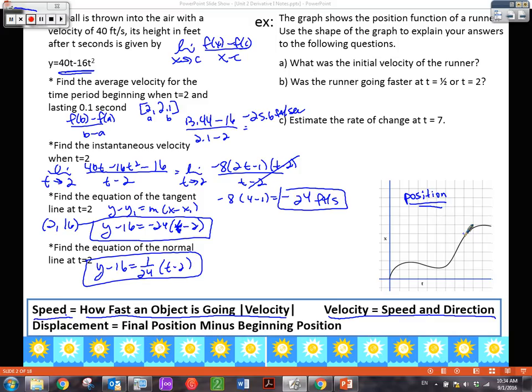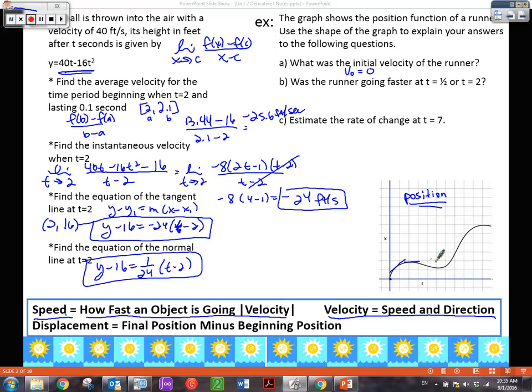That's how we would read velocity off of this graph, is the slope of whatever tangent line happens to be there. All right. So in this case, what was the initial velocity? Well, the initial is before they ever moved, right? So it's 0. So v naught equals 0. Was the runner going faster at t equals 1/2 or t equals 2? Well, in order to get a picture of that, we want to draw a tangent line at both of those places so we can look at it. So let's go to t equals 1/2. So maybe the tangent line looks something like that. T equals 2.